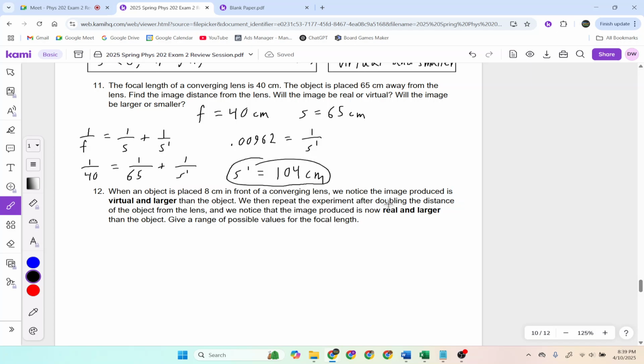Now we have some questions to answer. Will the image be real or virtual? And will the image be larger or smaller? Any takers? I think it's a real image. It's going to be inverted and it'll be smaller. And why do you think that? Because S prime is greater than 0. Slow down. S prime greater than 0. So you're saying it's real, and I agree with that. Continue.